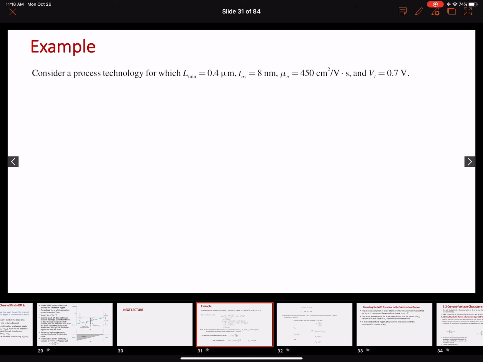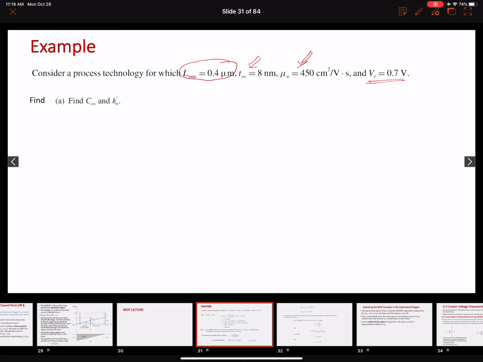Let's consider there's an engineer who is trying to design a circuit application and is fabricating a transistor, and the equipment they have can do the L minimum. Remember that the L minimum is the smallest length of the channel that can be fabricated by a particular equipment being used in the fabrication facility. So this L minimum is 0.4 micron. We have an oxide layer thickness of 8 nanometers, the mobility of the electrons, and the threshold voltage, 0.7 volts.